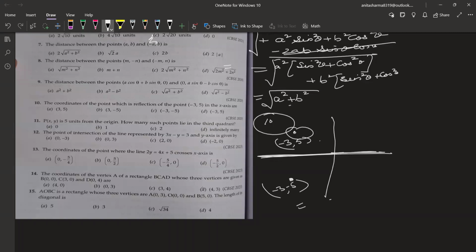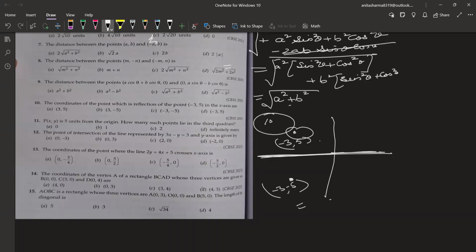Done, children? See, P(x, y) is 5 units from the origin. It means the distance of this point from the origin is 5 units. Then how many such points lie in the third quadrant? Infinitely many, ma'am.